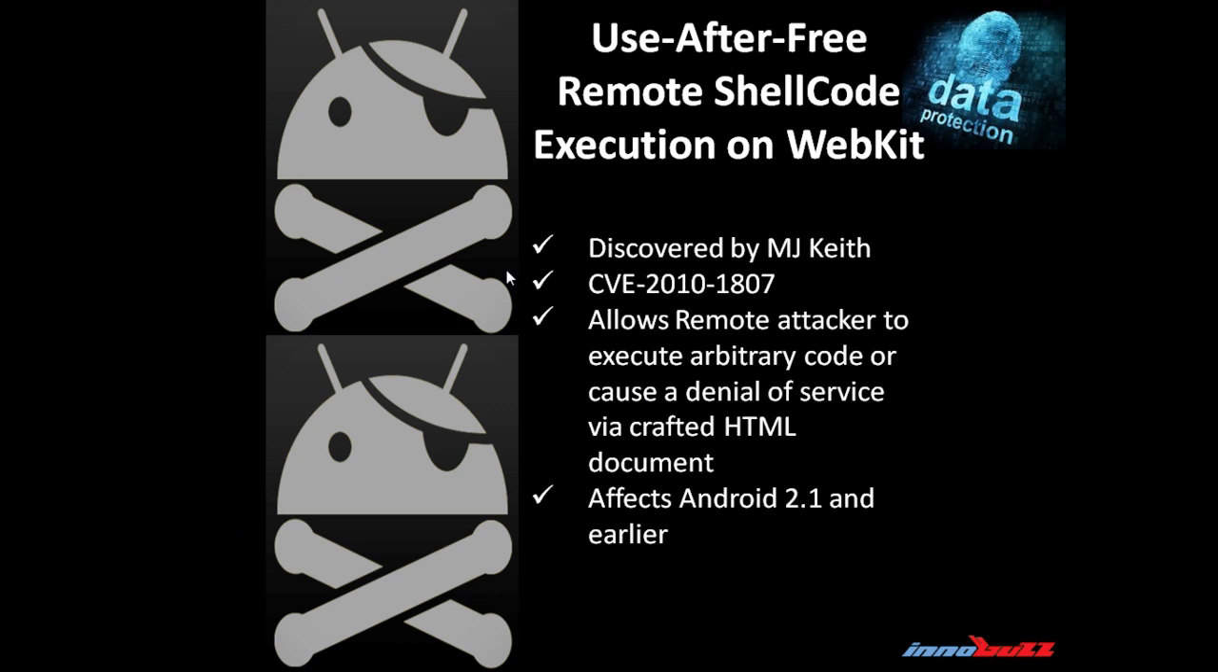Remote shellcode execution on WebKit is discovered by MJ Key. For more details, you can check the common vulnerability exposures 2010-1807. It will allow remote access to execute arbitrary code or cause a denial of service via crafted HTML document. This vulnerability is present in Android 2.1 and its earlier versions.